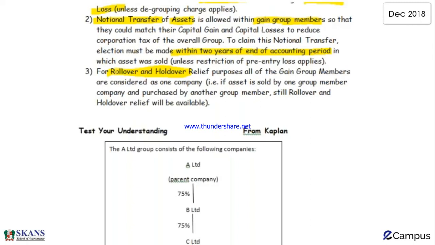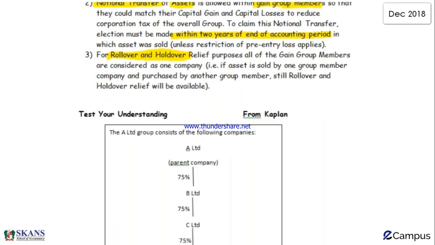Further, a third and very material benefit is that for rollover and holdover relief purposes, all of these members are considered as one company. That is, any one of them could sell a qualifying asset, and any one of them could purchase a qualifying replacement asset, and still we would be provided with holdover as well as rollover, depending upon choice of replacement asset of the member. So for rollover and holdover relief purposes, any one of the group members could sell a qualifying business asset, and any other member could buy, and still rollover and holdover reliefs would be available.